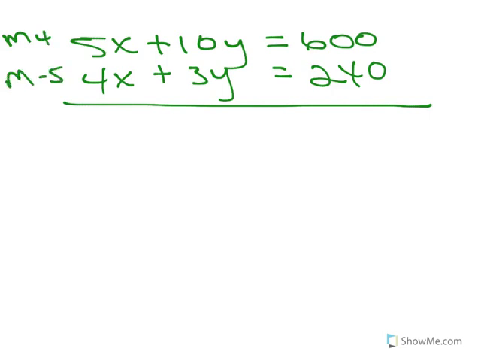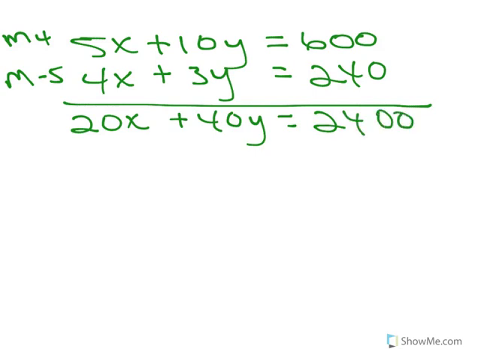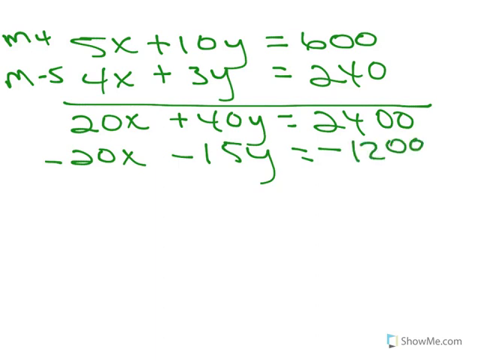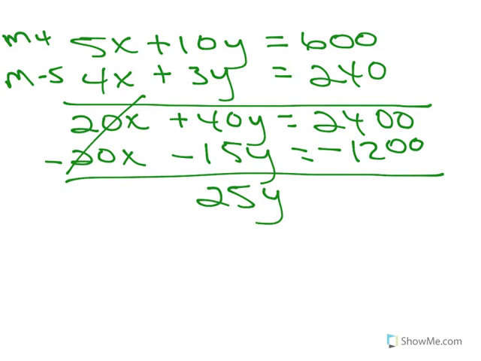So I might multiply this row by 4 and this row by -5 to make the x's go away. So the top row would be 20x plus 40y equals 2400. If I multiply the bottom row by -5, I get minus 20x minus 15y equals -1200. And when I do my elimination, 40 minus 15 is 25. 2400 minus 1200 is 1200. So the y value ends up being 48. So we have a y value of 48.